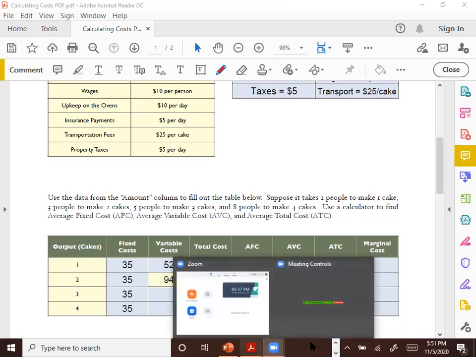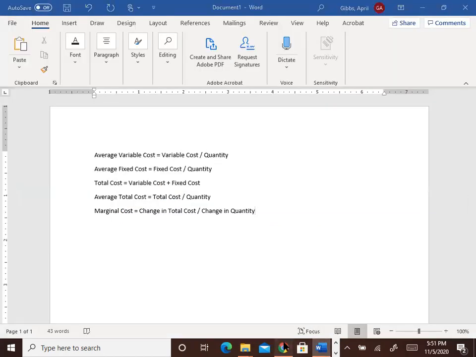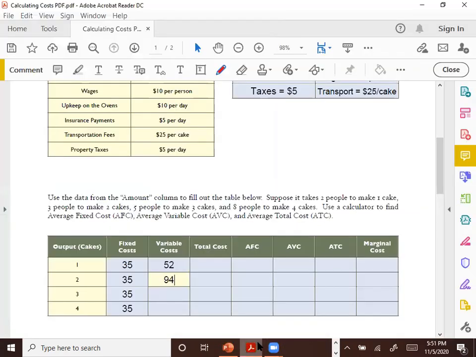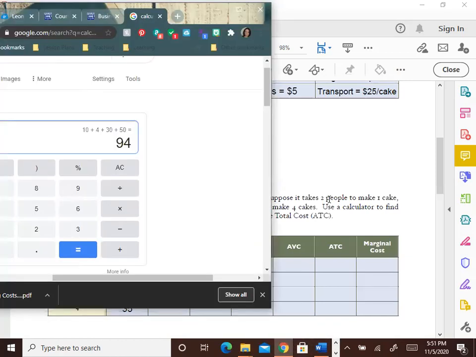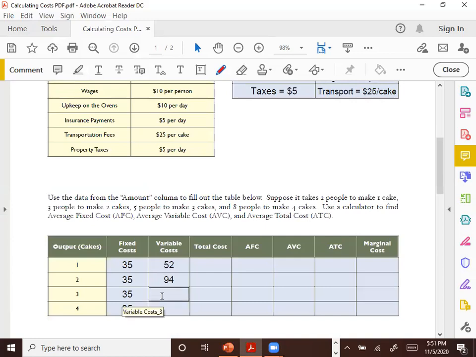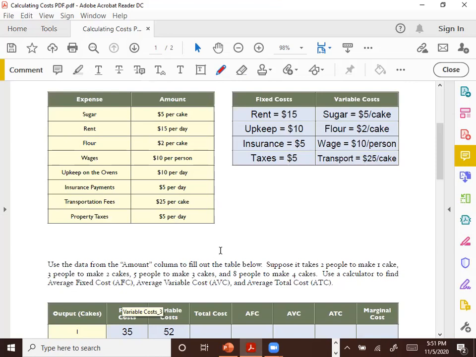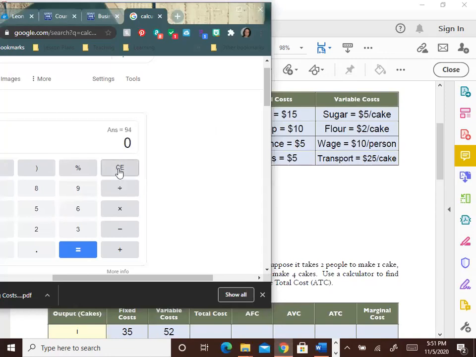It's a lot of money for some cakes. Oops, wrong one. Oh my goodness. There we go. All right, so the next one, we're doing 3 cakes. And here it says it takes 5 people to make 3 cakes. So our wages are going to be 50, because it's 5 times 10. So let's clear this out. So we got 3 cakes going. So 3 times 5, because remember it's $5 per cake. That's 15.